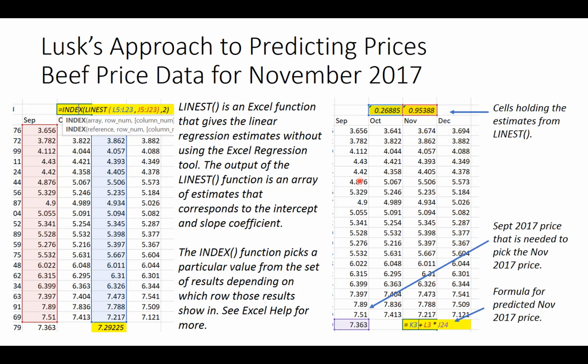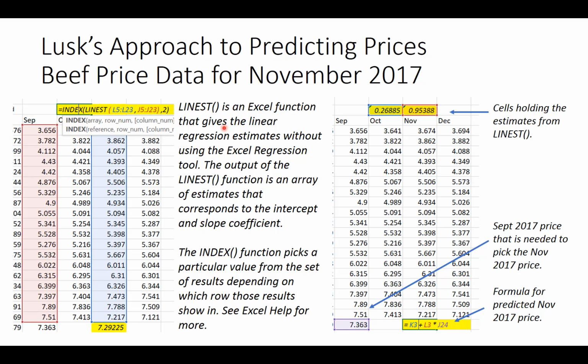Okay, if we look at the beef price data and the CPI data, you'll see that Professor Lusk took a slightly different approach to the same thing that we're doing, to filling in the November predictions. And so what I'm showing you here is that he used two functions. The first one he used is called LINEST, and that's the linear estimator function. Okay, so LINEST, linear estimator, is an Excel function that gives linear regression estimates, and the nice thing about it is you don't have to use all the Excel menus.